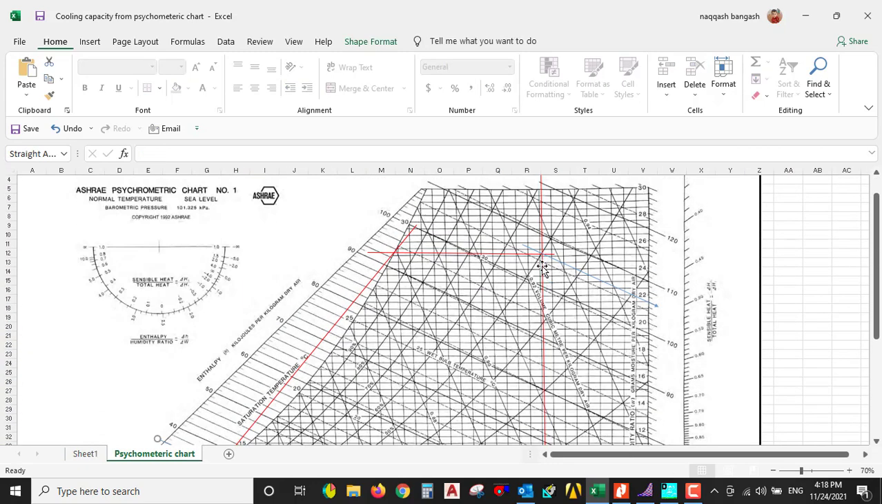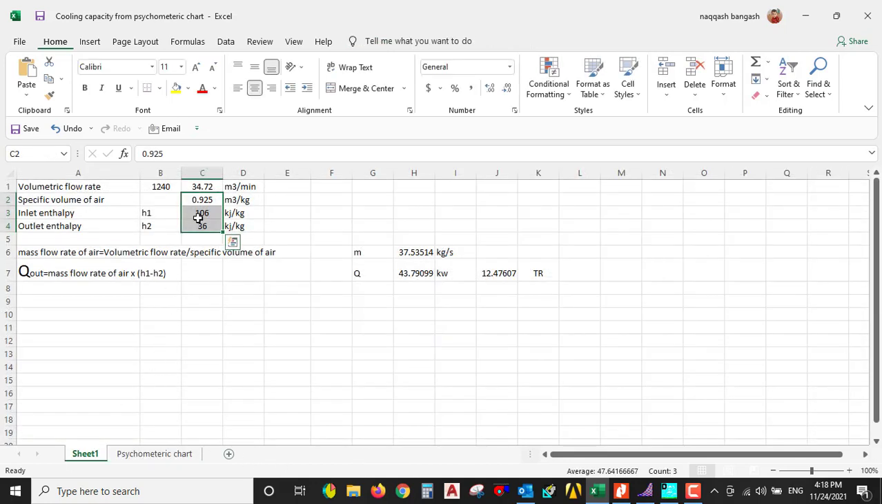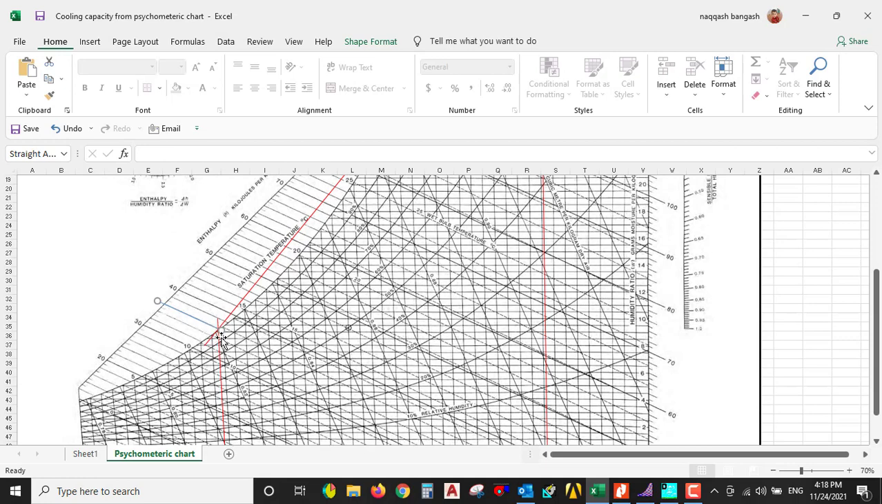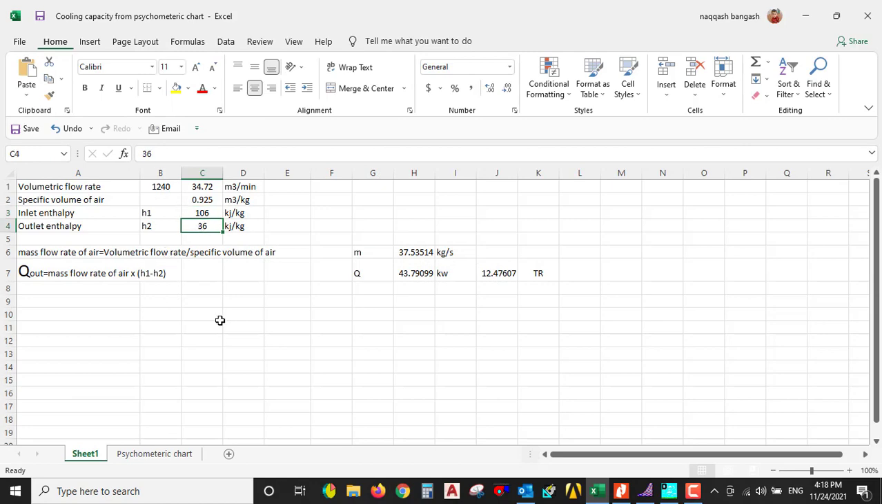So you can see at this point the enthalpy is 100, 1, 2, 3, 4, 5, 6. It's equal to 106 kilojoule per kilogram. So we just put the value of 106, which is at 41.1 centigrade, and the second enthalpy at 12.7 centigrade, at this point, is 30, 31, 32, 33, 34, 35, 36, which is equal to 36. So we just put the value of 36.